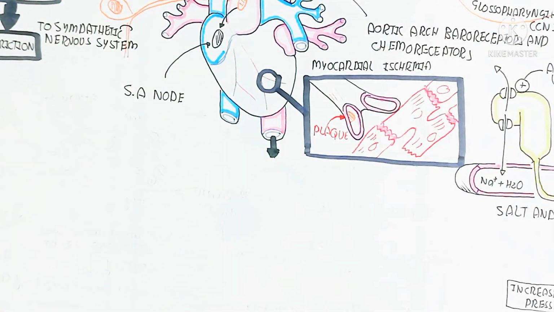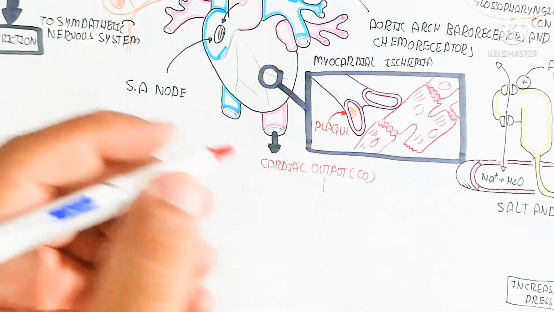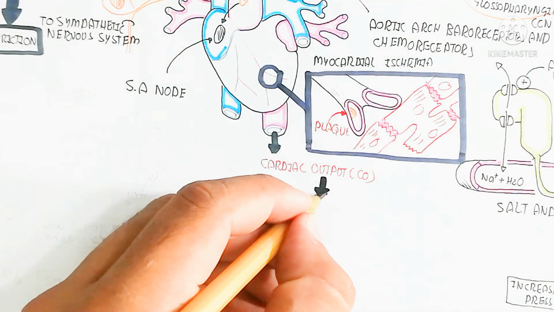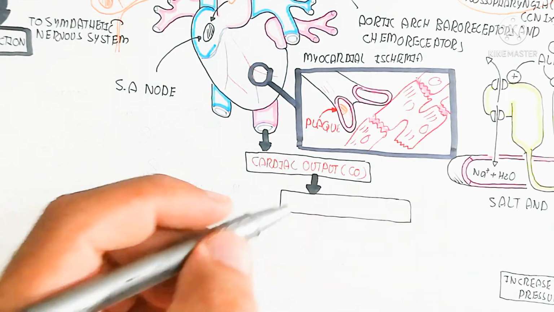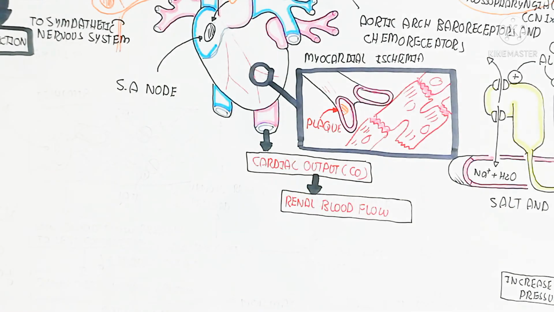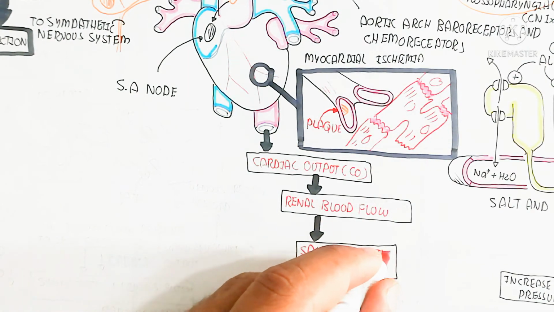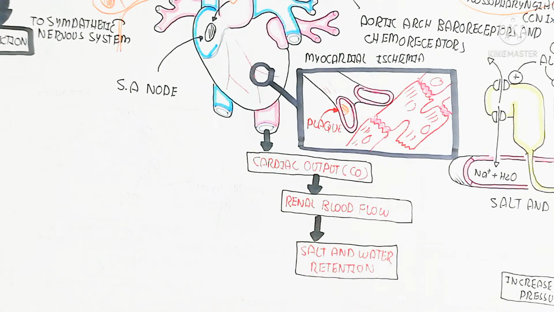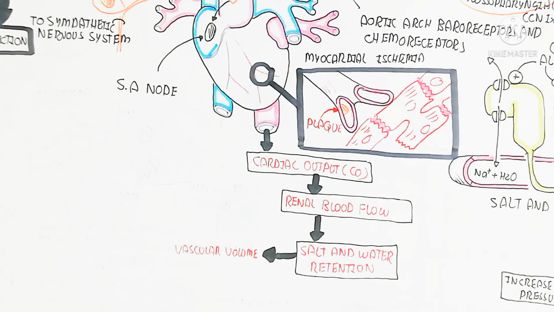On the other hand, an important thing is that the cardiac output will lead to an increase in renal blood flow, and with this increased renal blood flow, salt and water retention will be increased due to aldosterone secretion from the adrenal cortex. The salt and water retention will lead to an increase in vascular volume. After this increase of the vascular volume, the venous return and preload will increase, and in this way you can understand as well.